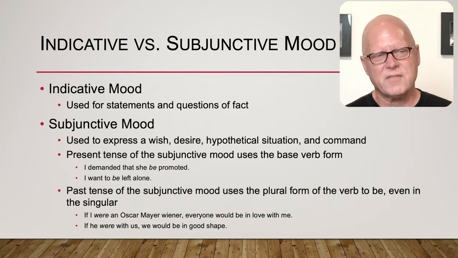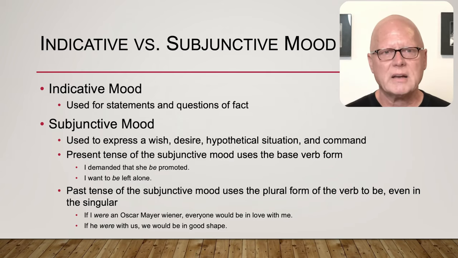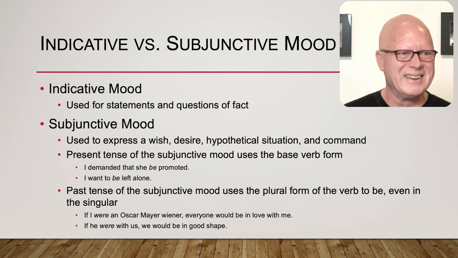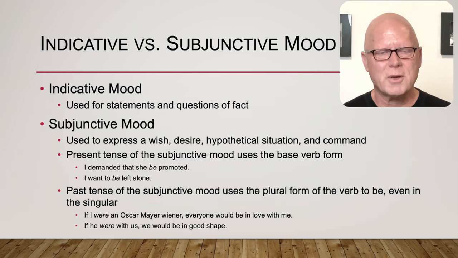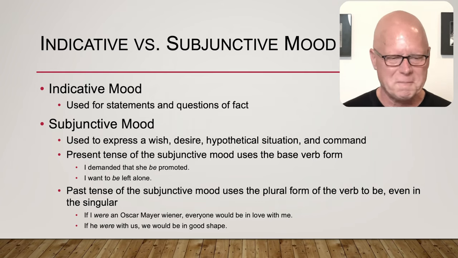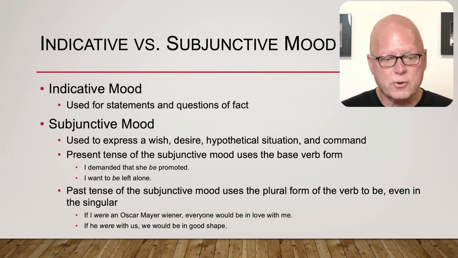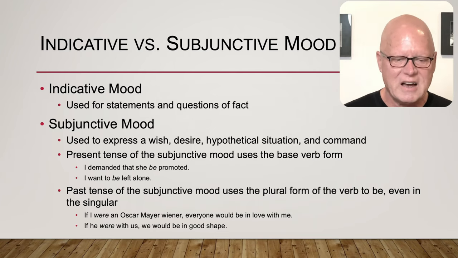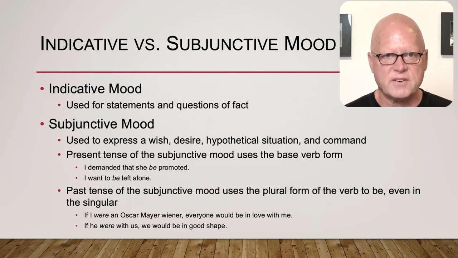The other way to think of it is the base form of a verb is the head word if you were to look up that word in a dictionary. It's how the dictionary would alphabetize the word. Be for be. That was kind of funny. The letter B for the word be, B-E. Another example of subjunctive mood in the present tense, I want to be left alone.